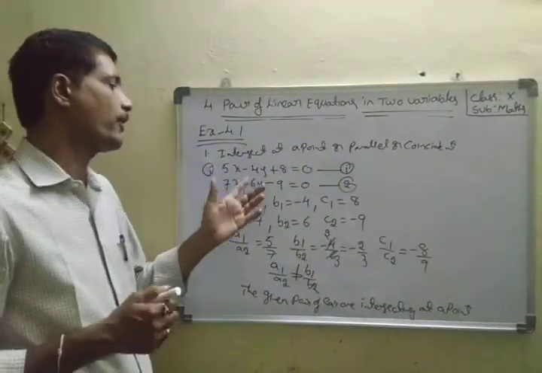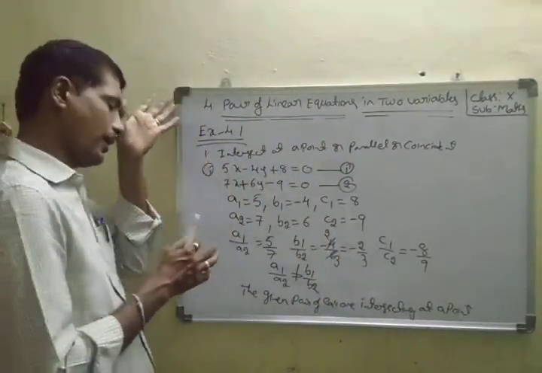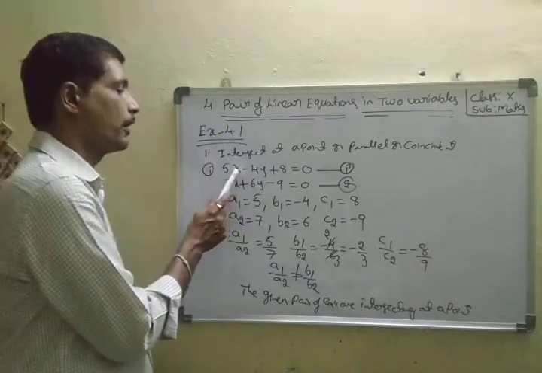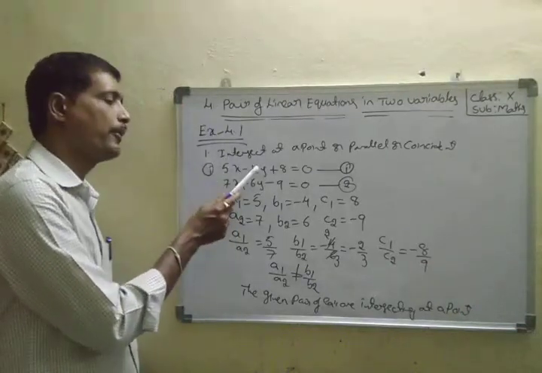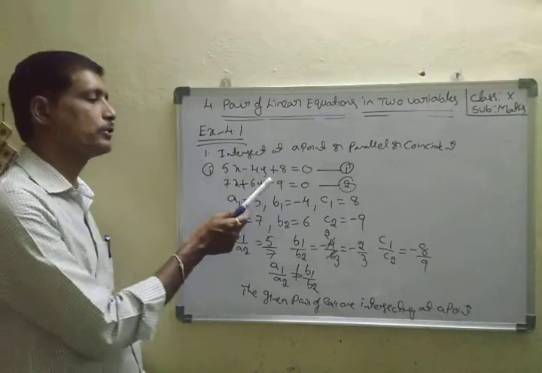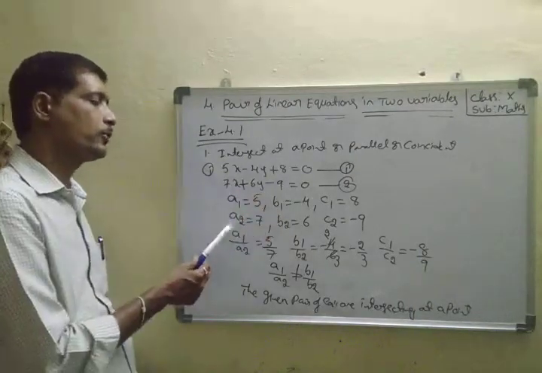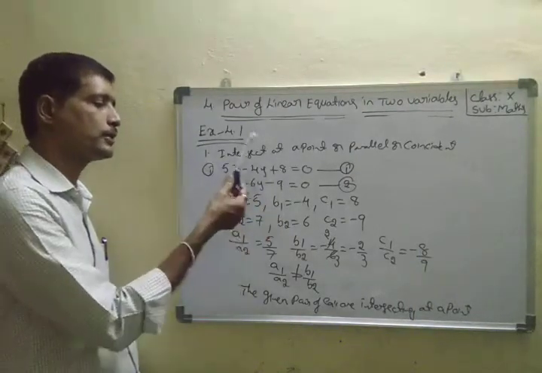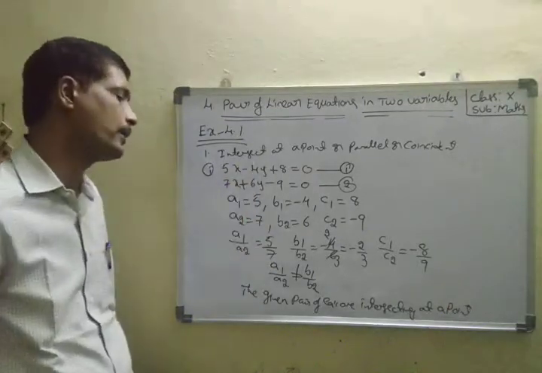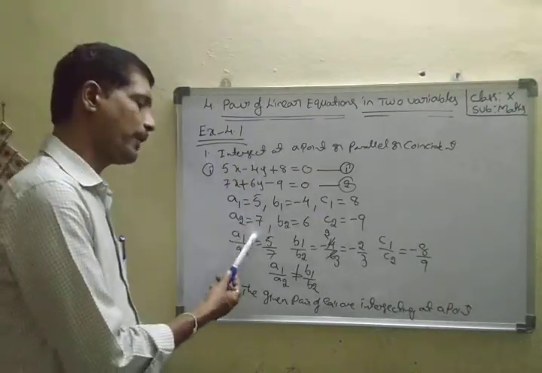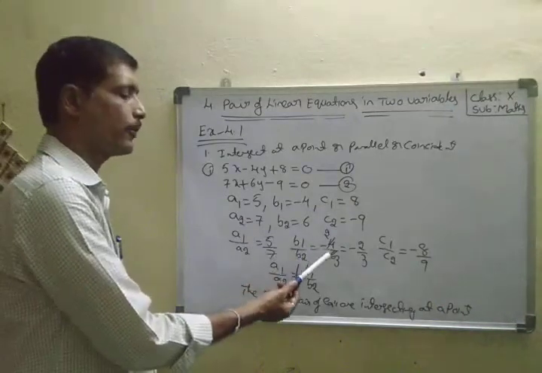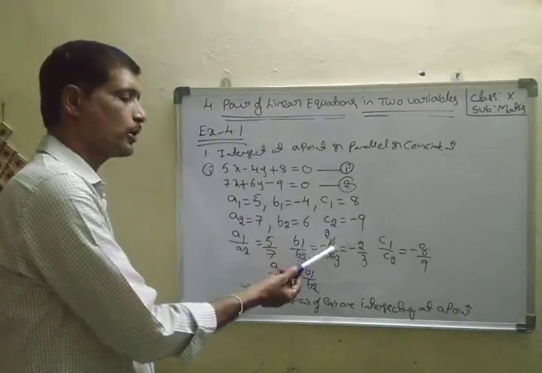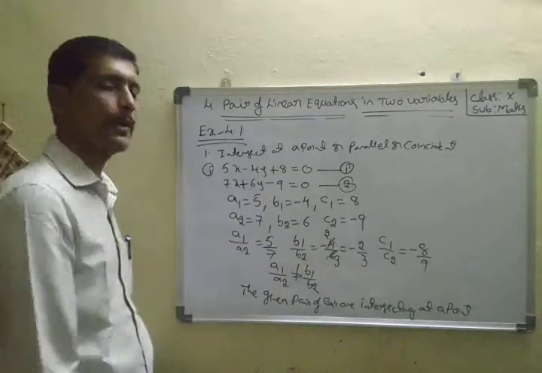Here, first, given equations, write down. First write A1 value 5. A1 means the coefficient of x. B1 means minus 4. C1 equal to 8. A2 equal to 7. B2 equal to 6. C2 equal to minus 9. Here A1 by A2 equal to 5 by 7. B1 by B2 equal to minus 4 by 6, that is minus 2 by 3. C1 by C2 equal to minus 8 by 9.